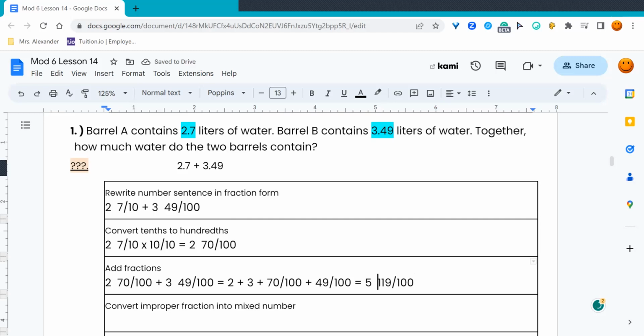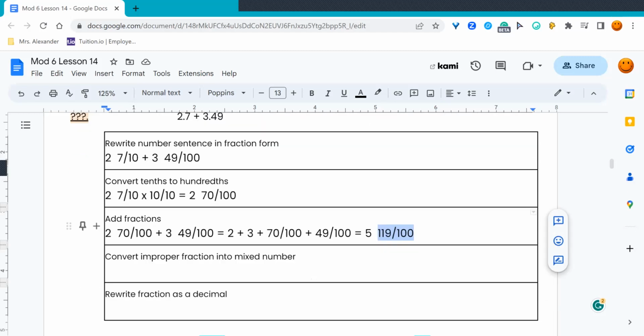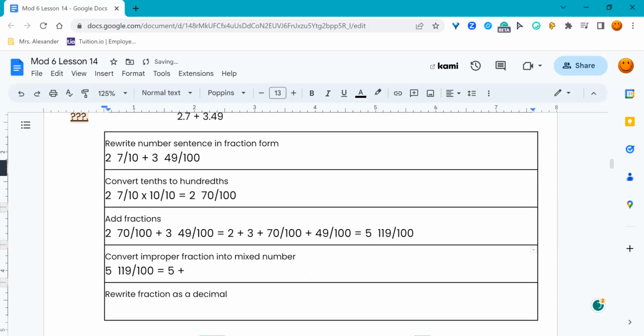Now, I have an improper fraction right here. I know I can pull 100 out of 119. So I'm going to bring my 5 and 119/100 down. Now I need to change the 119 to make it not so big. So I'm going to take 100 out of 119, so it's 100 over 100. Then I have 19 left over.